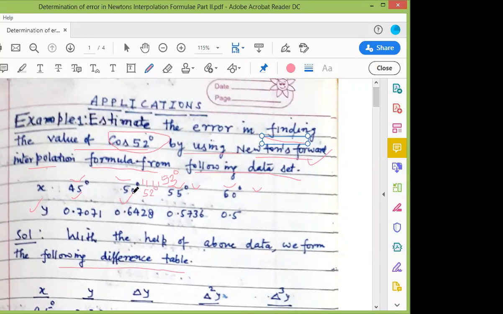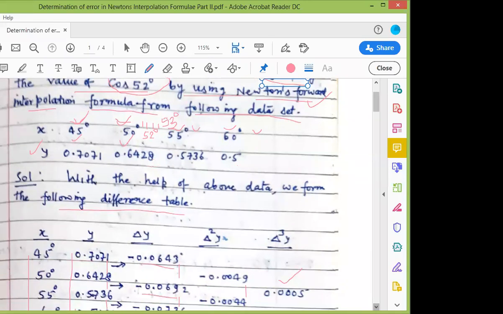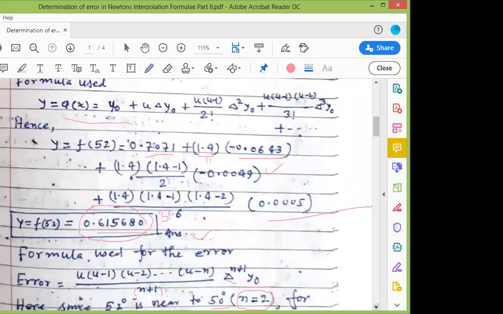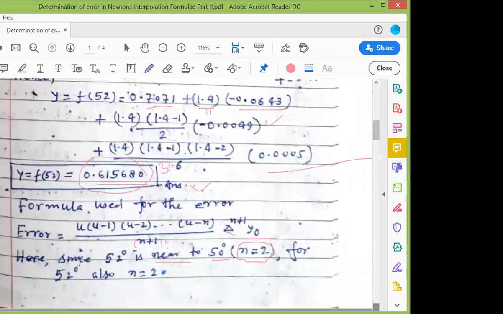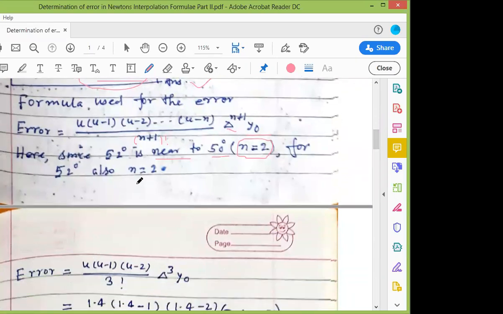This is near 50. So how many data did we cross? This data we crossed. N means how many data you made possible to cover. We covered two data, so N is equal to 2. This is important here. For 52 also N is equal to 2.